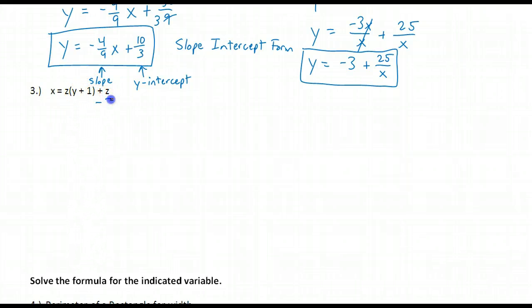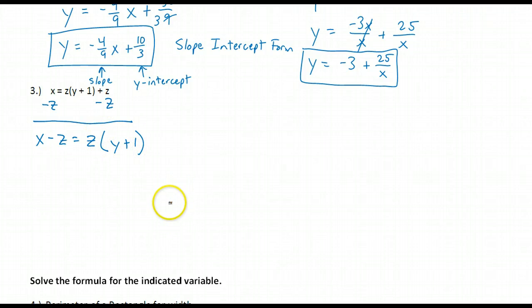So step 1, I want to get rid of this z. Treating it like a constant, I can just subtract it. So I have x minus z, I put my variables in alphabetical order, equals z times y plus 1. Now to get rid of this z, I have z times. So I'm going to multiply by the reciprocal of z.